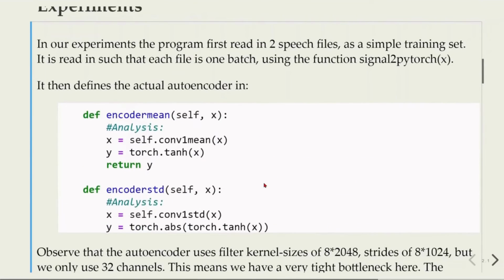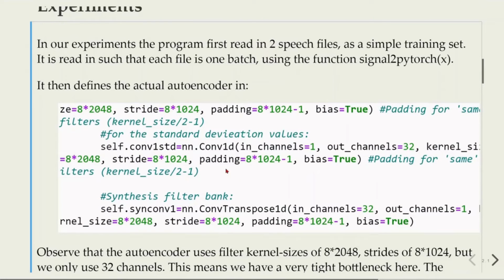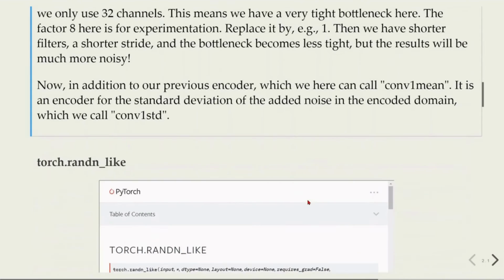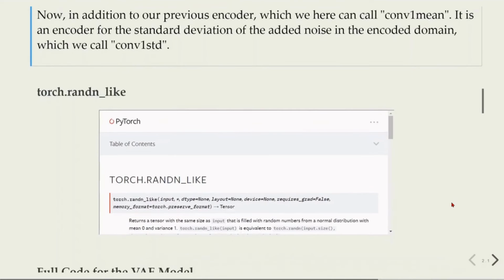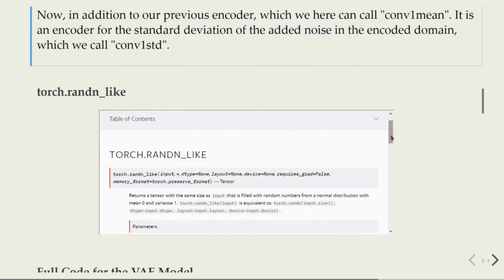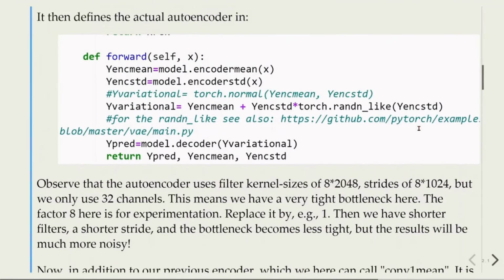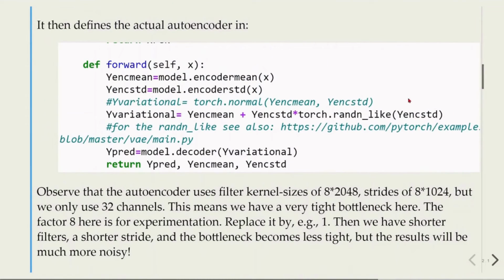Like I explained before, we have the conv1_mean and the conv1_std. Here we have torch.rand_like, and it returns a tensor with the same size as the input that is filled with random numbers from a normal distribution with zero mean and unit variance. And this is what we are using here for this Y variational.